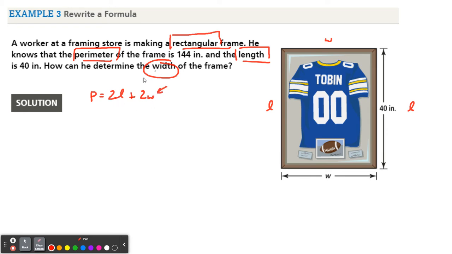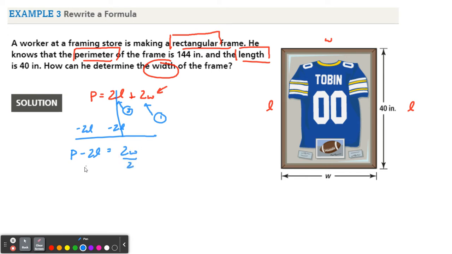So what is happening to the W? Well, the W is being multiplied by 2 and it's being added with positive 2L. So the first thing we have to do is get rid of the 2L by subtracting 2L on both sides. Now notice on the left-hand side, this P does not combine with the 2L, so it's just going to be P minus 2L. The 2L's cancel. That's going to equal 2W. And now we need to divide by 2 to get rid of the 2 there.